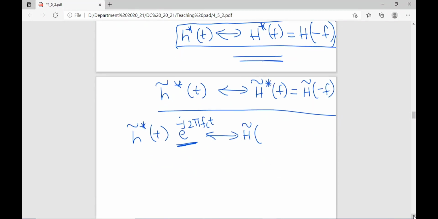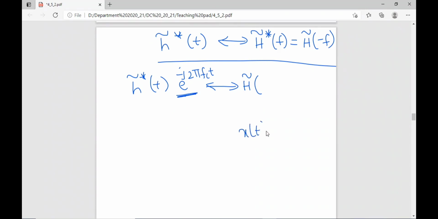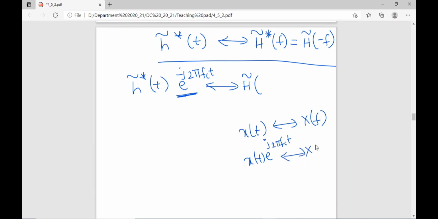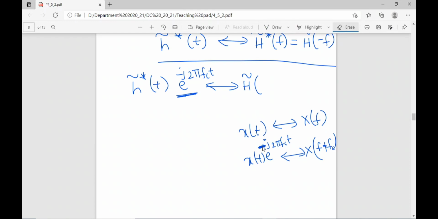You know the frequency shifting property. If x of t is a signal, and its transform is x of f, then x of t e power plus j 2 pi fct, in the frequency domain, will be x of f minus fc. In the frequency domain, it will shift. So here I have plus, so here I'll have minus. If I have minus here, then here I'll get plus. This is your frequency shifting property, which I've already shown you. In the same way, you can apply this property here.